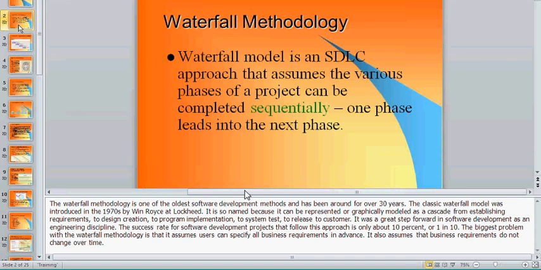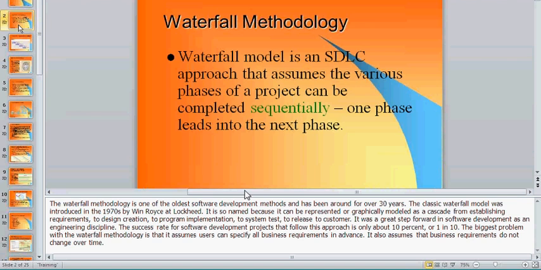So the first methodology that we will learn about is the waterfall methodology. Waterfall methodology is one of the oldest methodologies. It was proposed in the 1970s, right around the time that they proposed the SDLC concept. It was proposed by Win Royce, who worked at Lockheed. Of course, nowadays it's called Lockheed Martin, right? But at that time it was Lockheed.